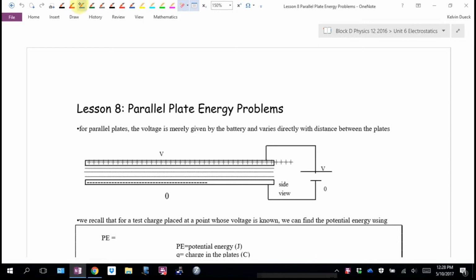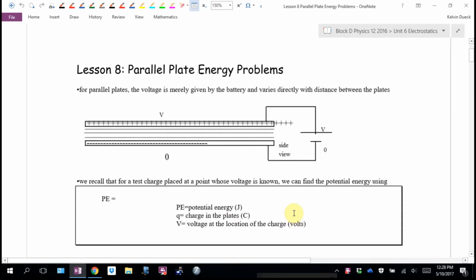And we said this. We recall that for a test charge placed at a point whose voltage is known, we can find potential energy. Well, on your formula sheet, we defined voltage as energy per coulomb. Actually, I think on your formula sheet, it was change in voltage and change in energy. Oh, and instead of using PE, they use E with a little subscripted P, but I'm going to use PE for potential energy because E also means electric field. I don't want to get it mixed up.